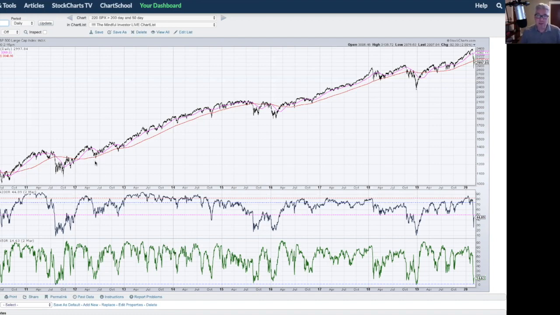So the pullbacks in 2012, the pullback in 2014, 2016, 2018, also 2019, you can see all fit that characteristic where the market overall is trending higher. These end up being relatively buyable pullbacks when it gets down to 50%, but doesn't really go much below that.